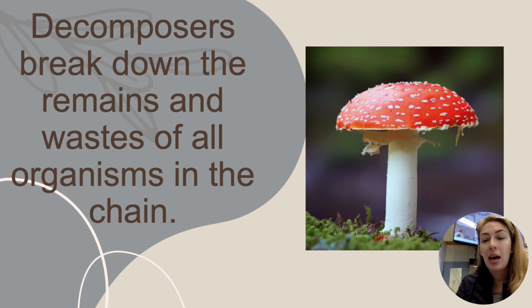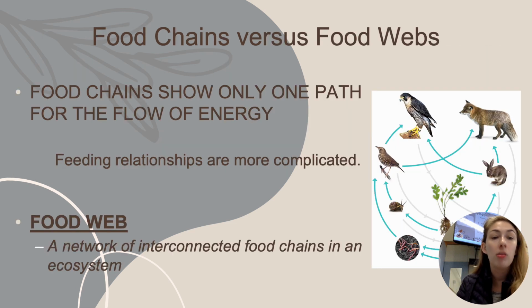So ultimately, that energy is going to go back, and we're going to pick up and recycle all of that waste. Now, there is a difference between a food chain and a food web. A food chain shows only one path for the flow of energy, so it's not going to be very complicated. A food web is going to be more complicated because it's going to show the network of interconnected food chains in an ecosystem.